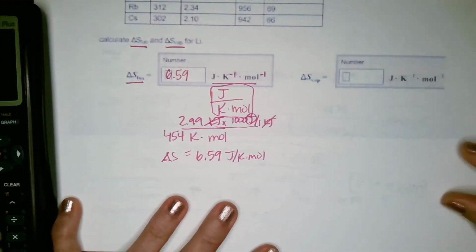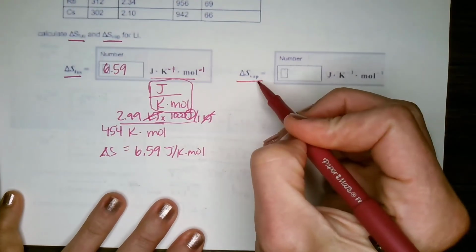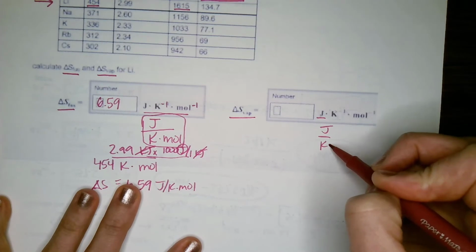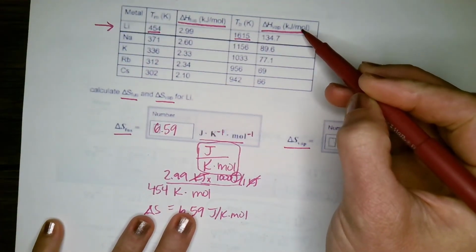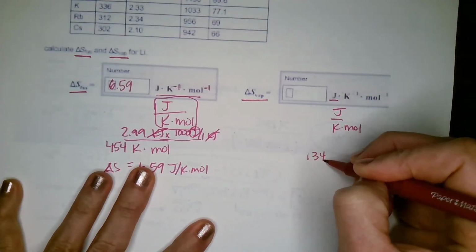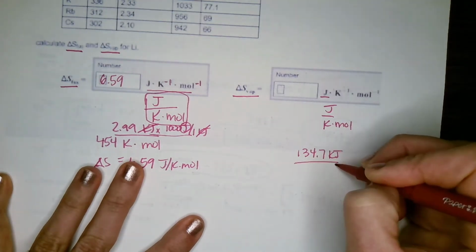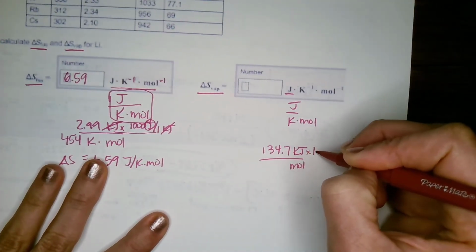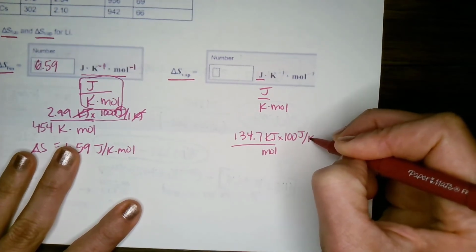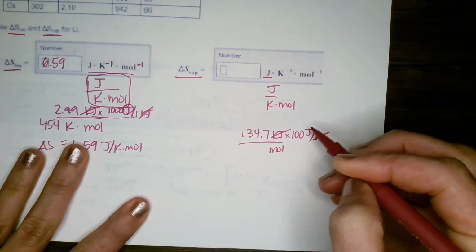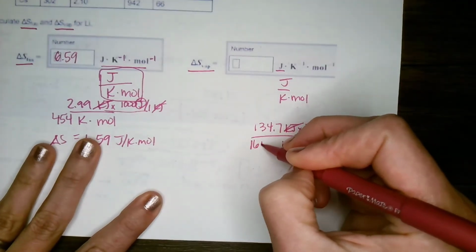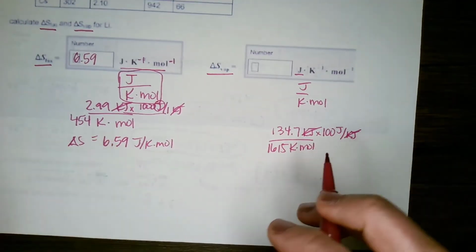And then if we go over here and look at the entropy of vaporization, again, we want the same units, joules per Kelvin mole. We're given kilojoules per mole. So let's just take this delta H of vaporization, this 134.7 kilojoules per mole. Let's times this by 1,000 so we can get rid of kilojoules, and divide by the temperature at which the heat of vaporization happens, 1615 Kelvin. So then we have Kelvin mole on the bottom.